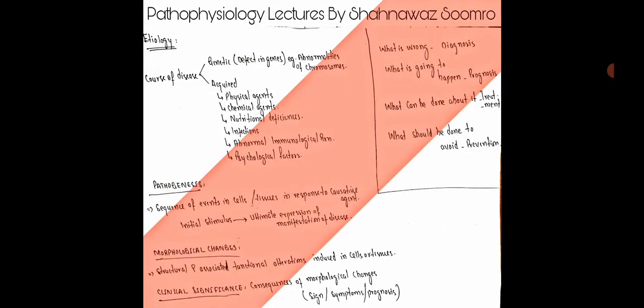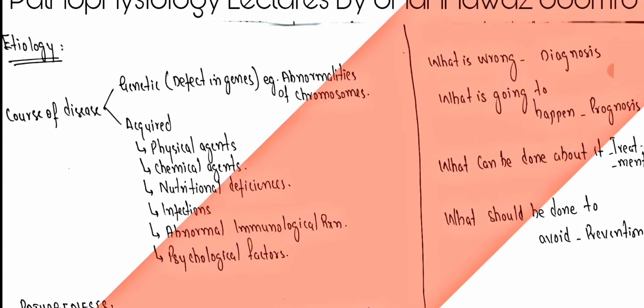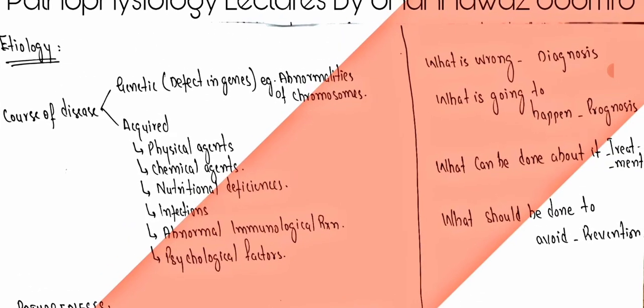So here, etiology, which is a story. It is the cause of the diseases. It can be divided into two, genetic and acquired. Genetic is concerned with the genes or defects in the genes. Here abnormality or disease is caused by gene defects. For example, abnormalities in the chromosomes can lead to many diseases. And acquired is what ruins us the most.